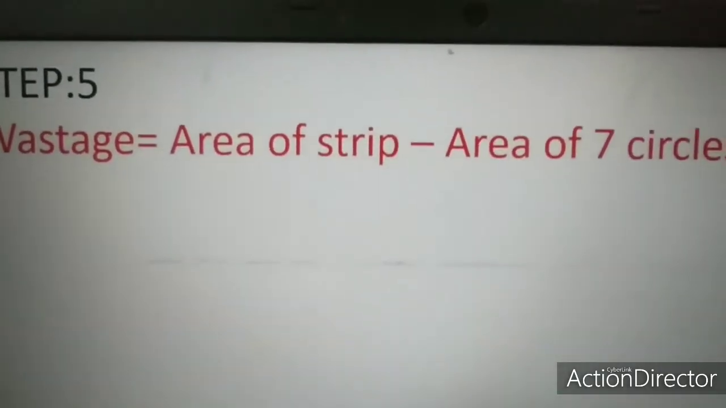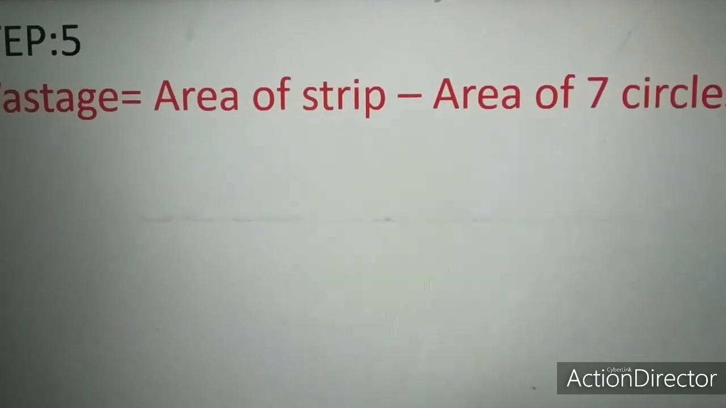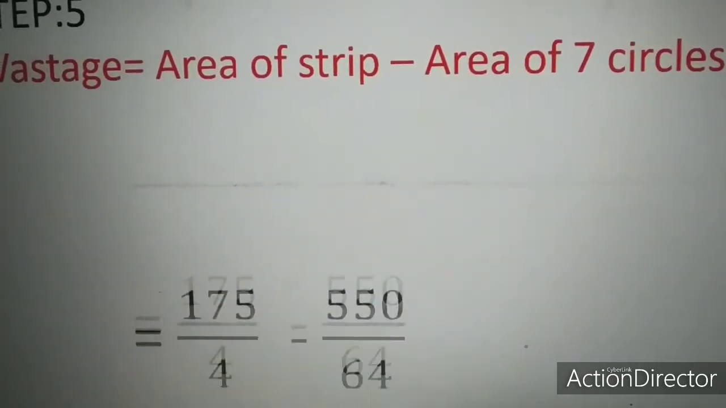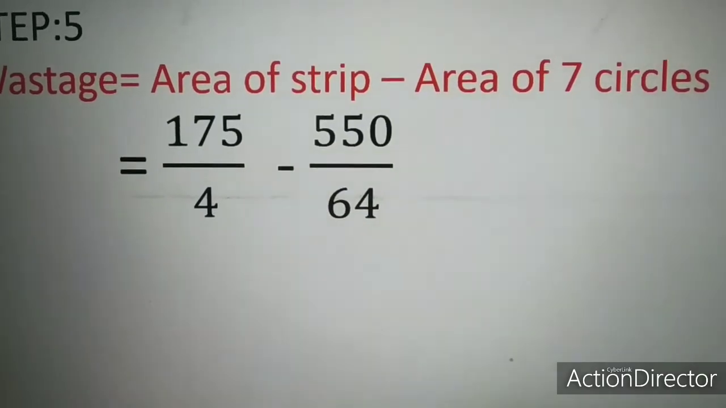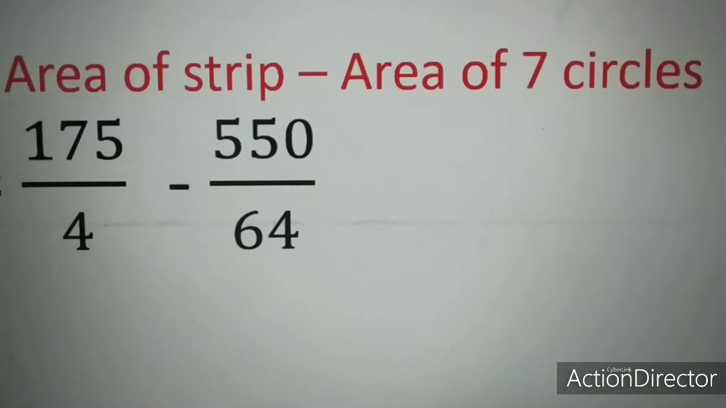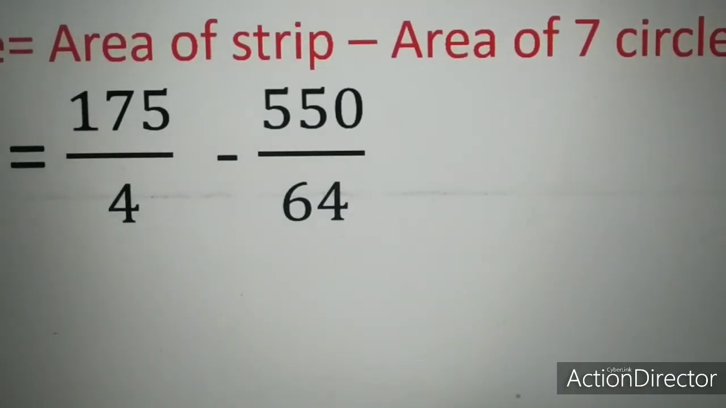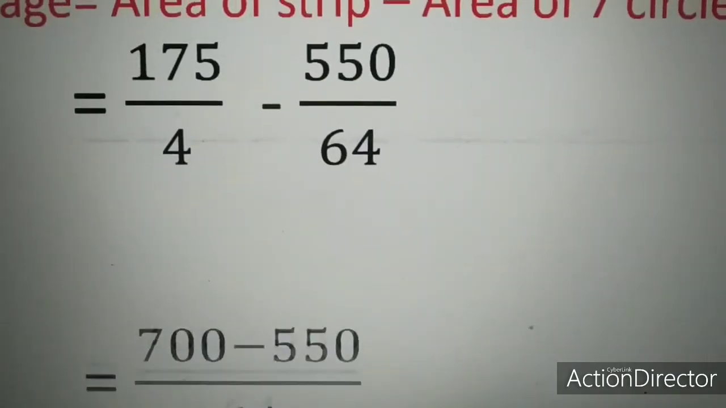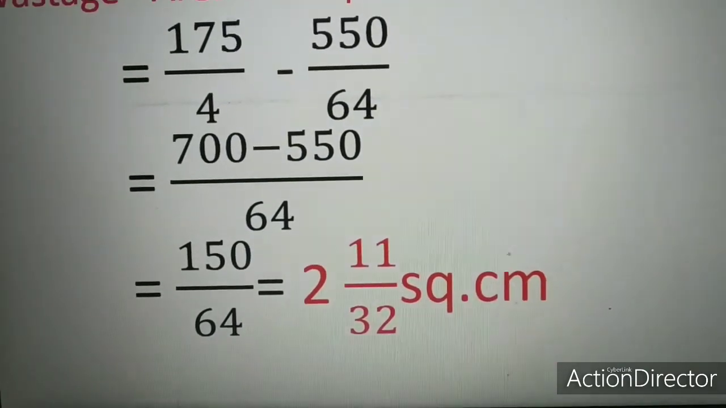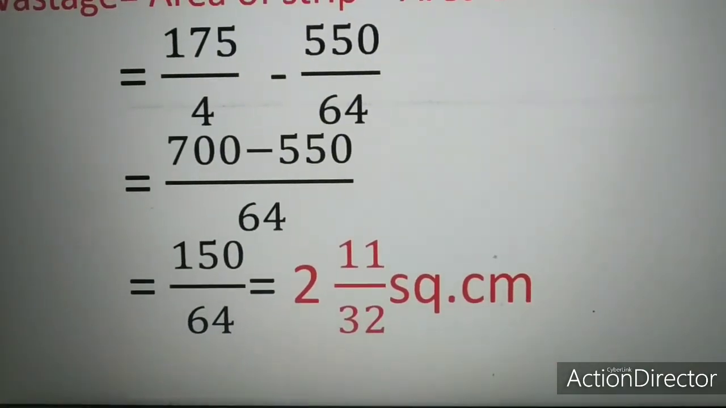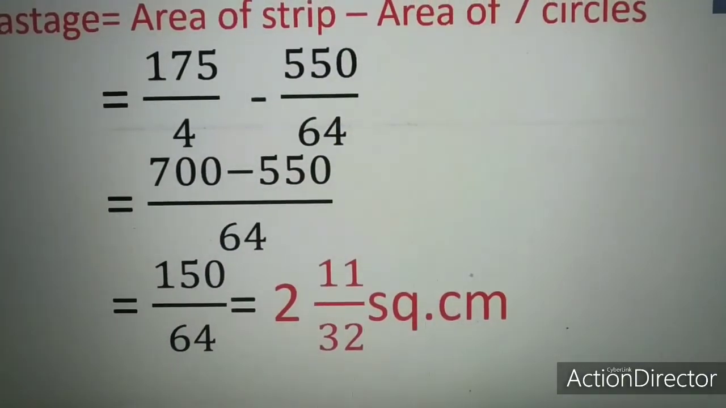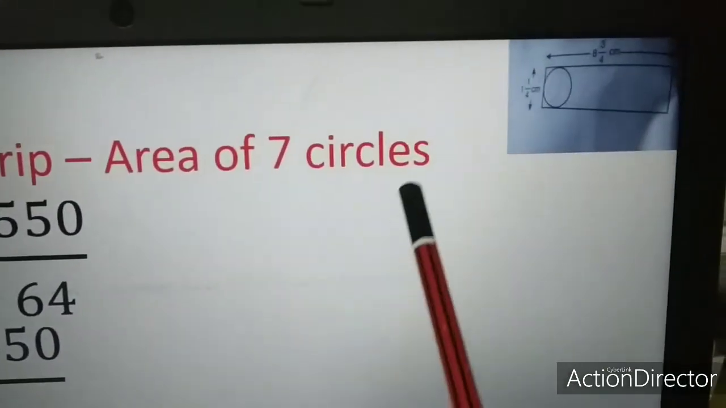Now we will find the wastage area by finding the area of strip minus area of 7 circles. So the area of strip is 175/4 minus the area of 7 circles, which is 550/64. By taking LCM, we are getting the answer as 1350/64, which is equal to 211/32 square centimeter.